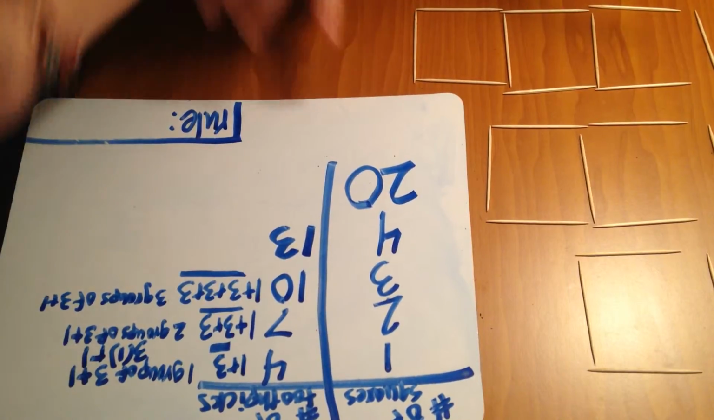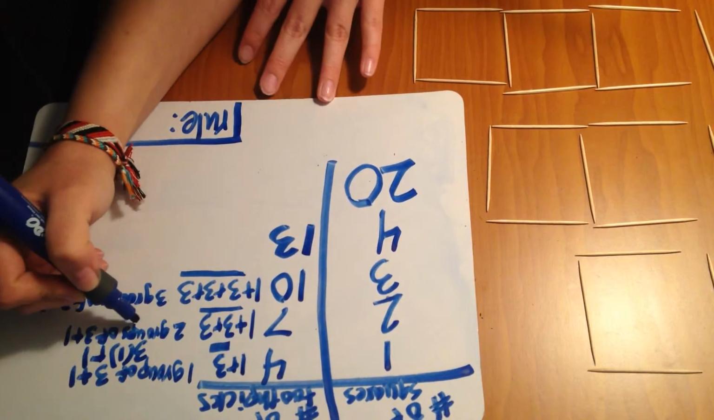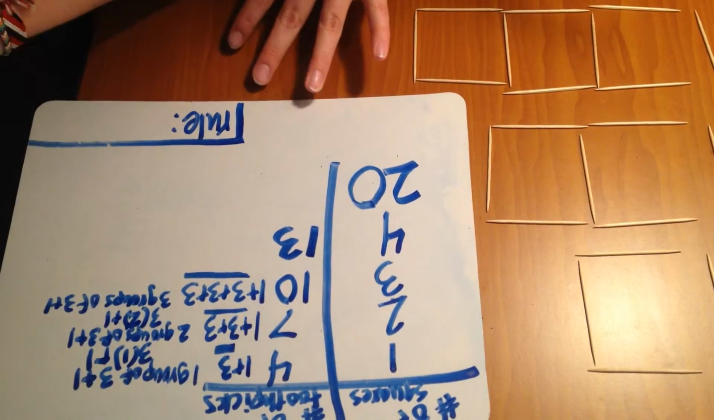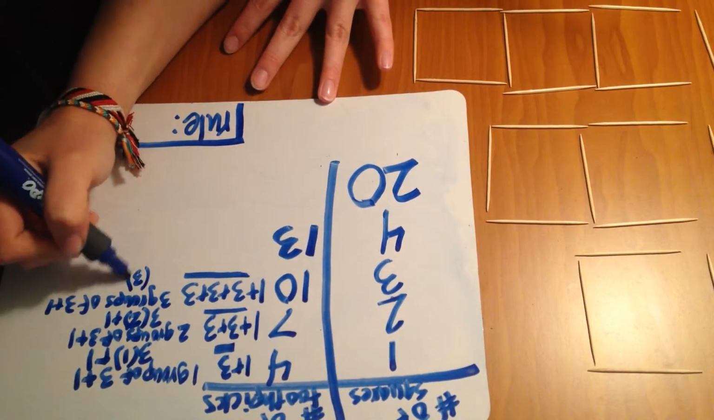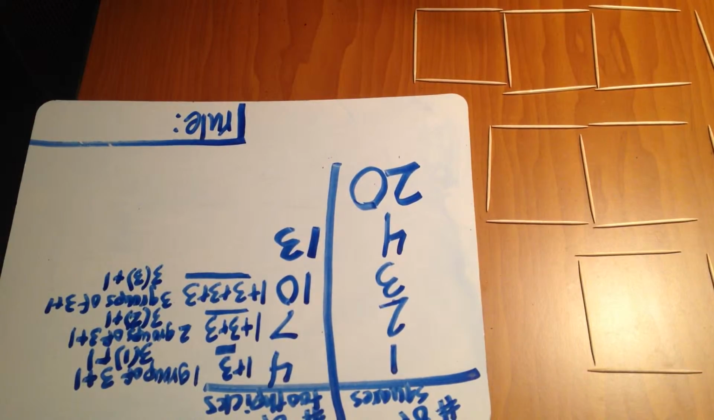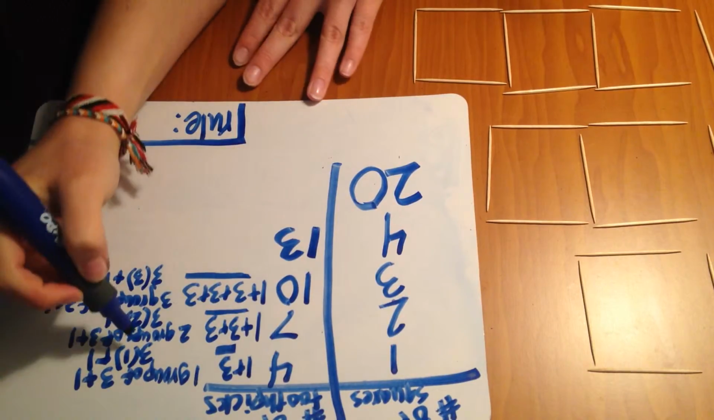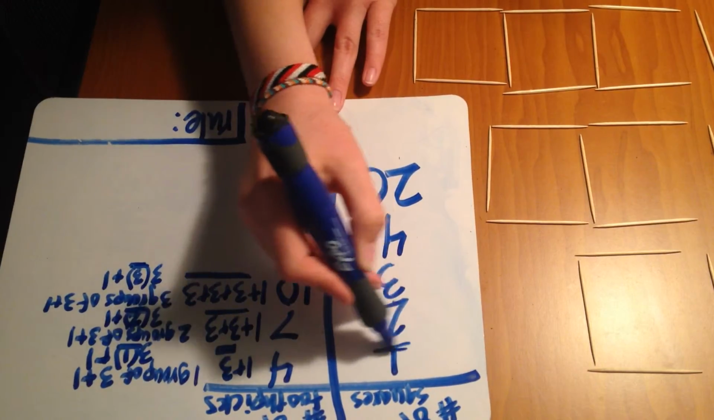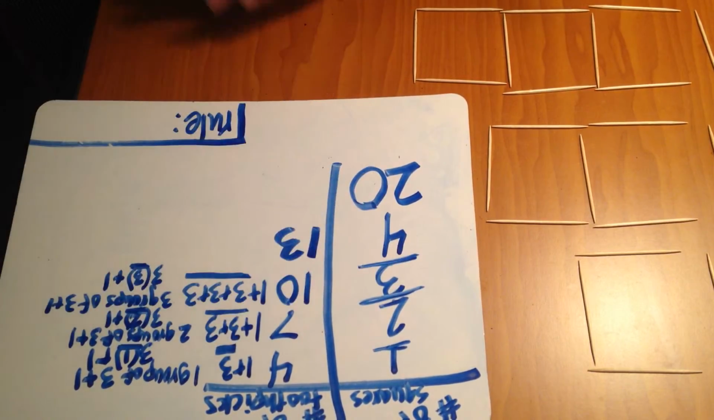I'm going to add my 1. Then I'm going to do 2 groups of these 3 plus 1. And then here I have 3 groups of my 3 plus 1. And what I'm beginning to notice is that these numbers seem to match my numbers of squares. So I'm going to go ahead and write that with S representing the number of squares.